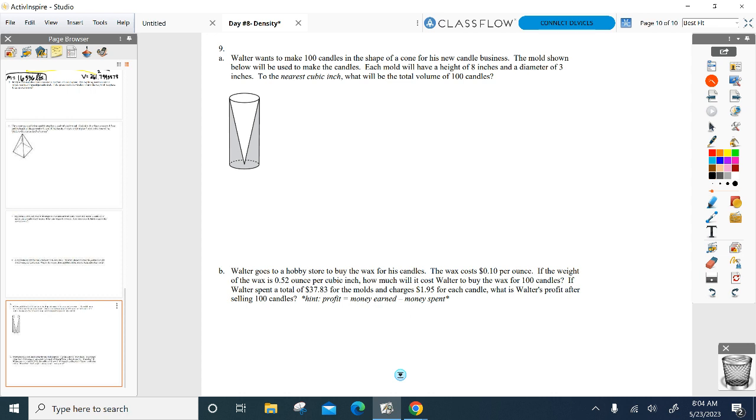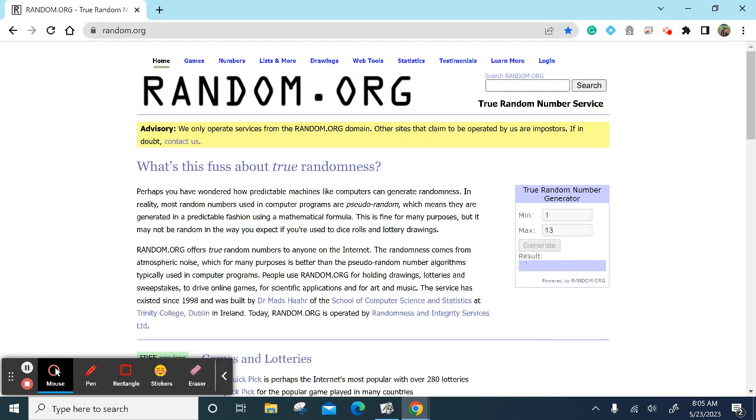All right, here you go. Walter wants to make 100 candles in the shape of a cone. The mold below will be used to make candles. Each mold will have a height and diameter, to the nearest cubic inch. What's the volume of 100 candles? Okay, what's the volume of 100 candles here for part A? What shape is the candle in first so I know what formula to use?